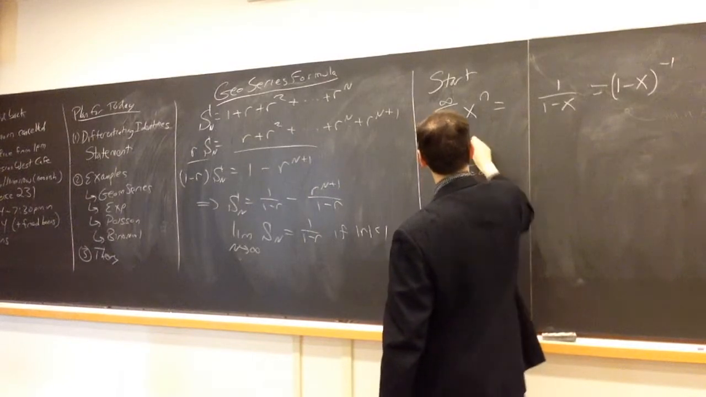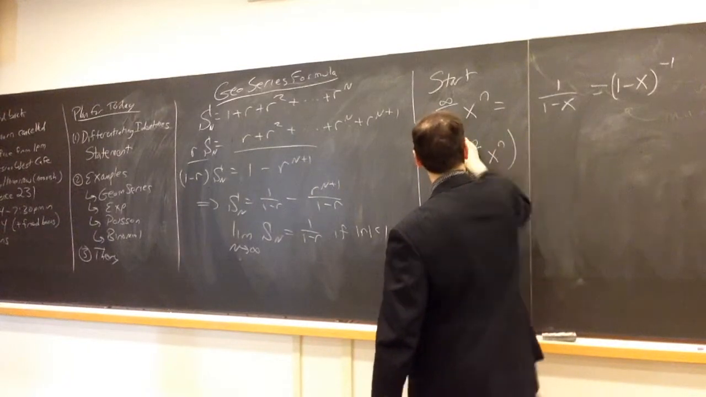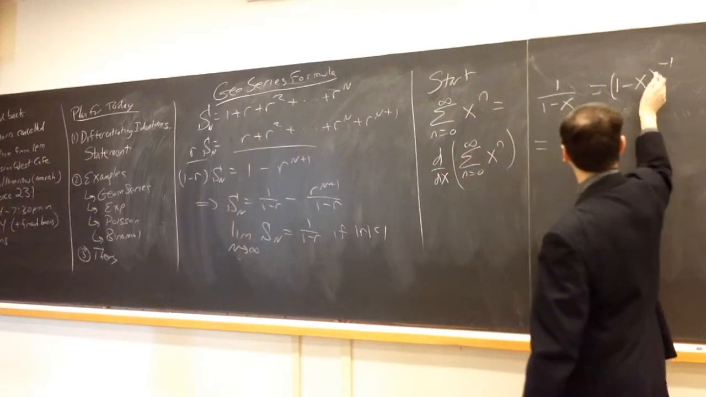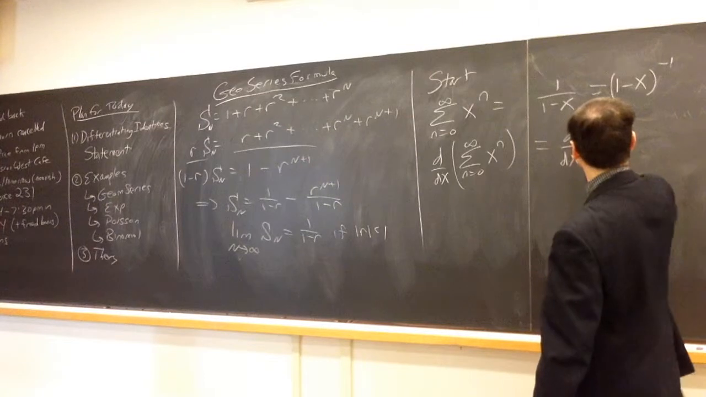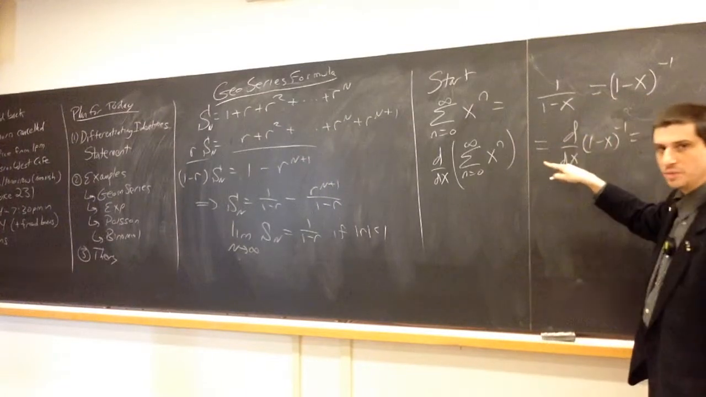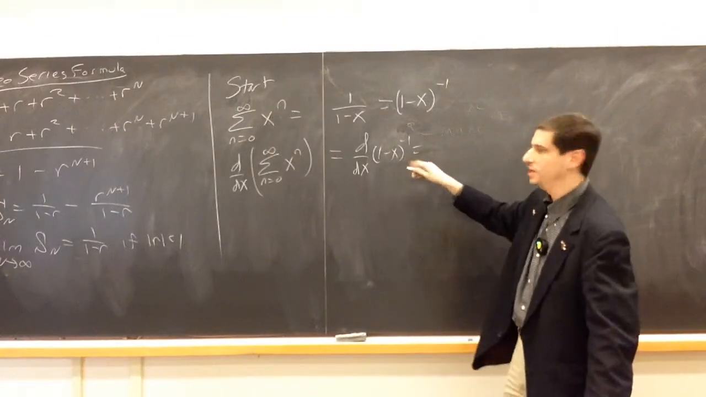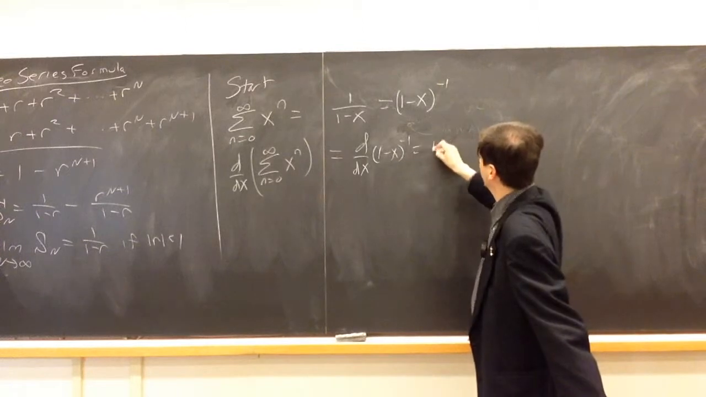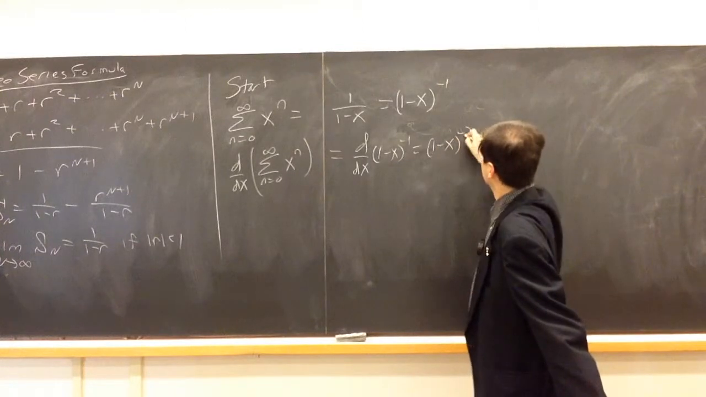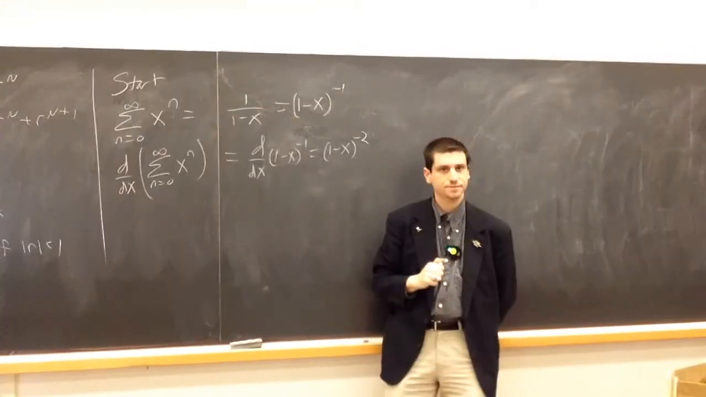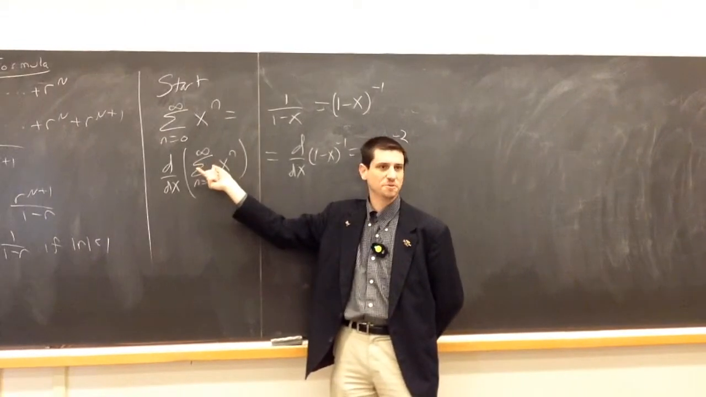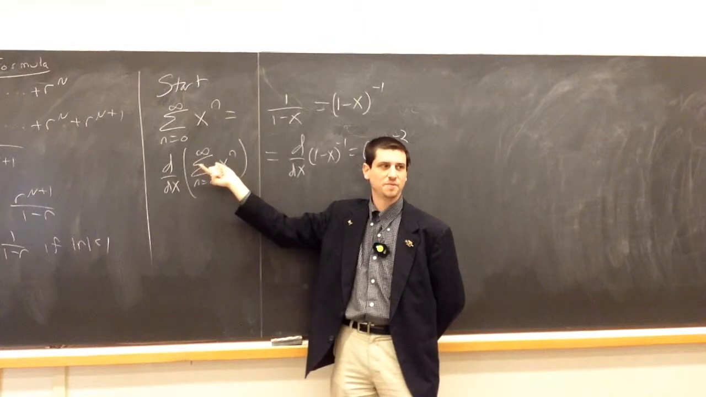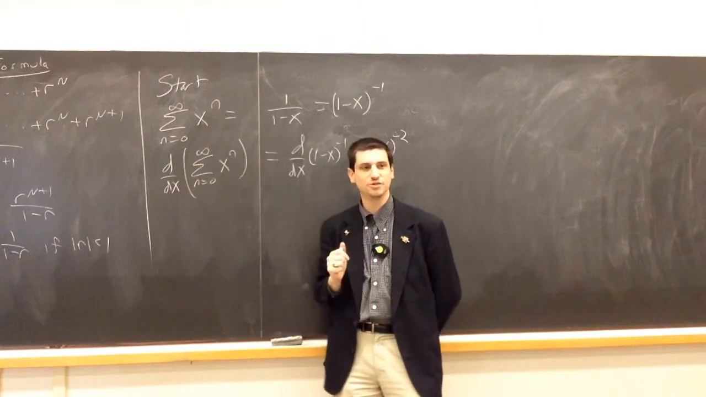Sum n goes from 0 to infinity of x to the n. And now the derivative on this side is no problem. D by dx of 1 minus x inverse. The negative 1 comes down, but I'm also going to get a negative 1 from here, so that will reinforce. And I'll get 1 minus x to the negative 2. Now, what would you love to do on the left-hand side? You'd love to interchange the derivative and the sum.